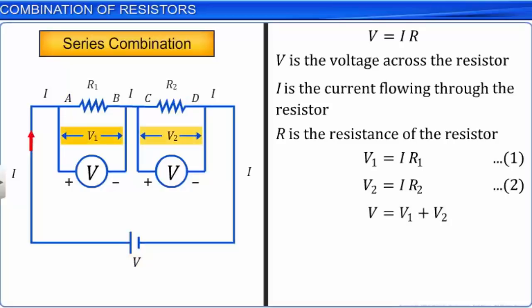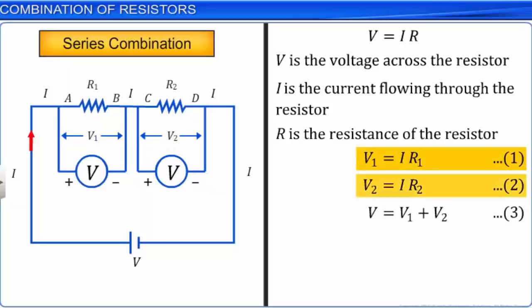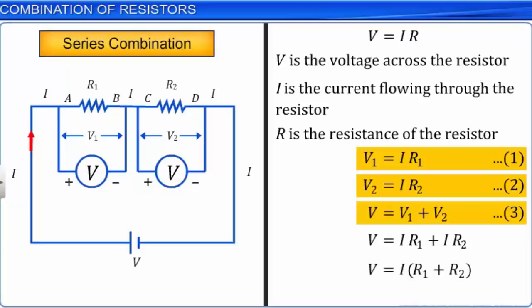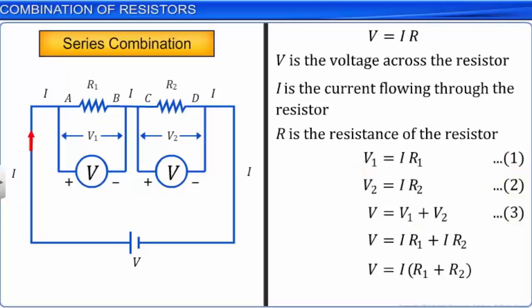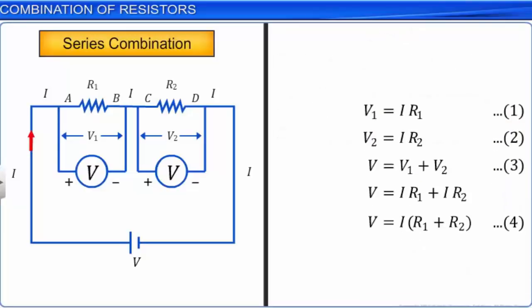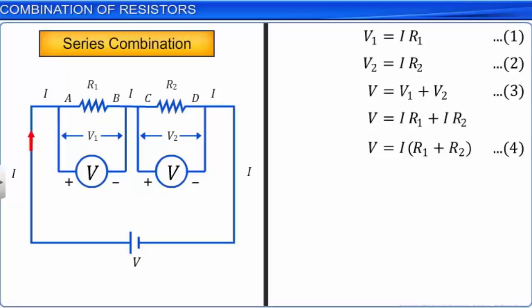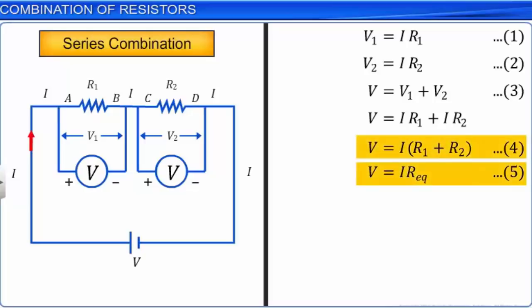Substituting equations 1 and 2 in 3, we get V is equal to IR1 plus IR2. V is equal to I into R1 plus R2. Let this be equation 4. Equation 4 can be written in the form V is equal to I into R equivalent. Let this be equation 5. From equations 4 and 5, we can write R equivalent is equal to R1 plus R2. Let this be equation 6.